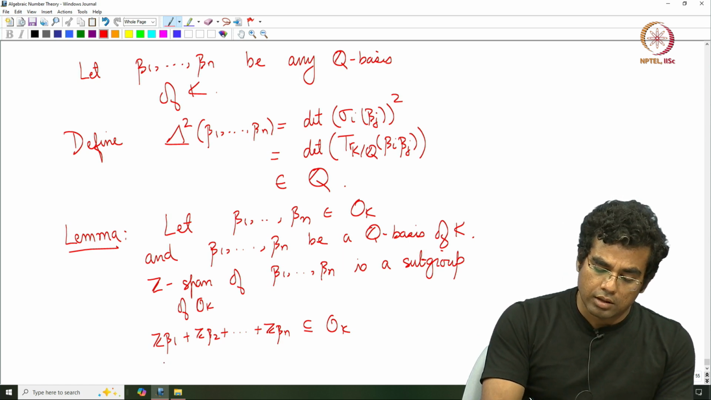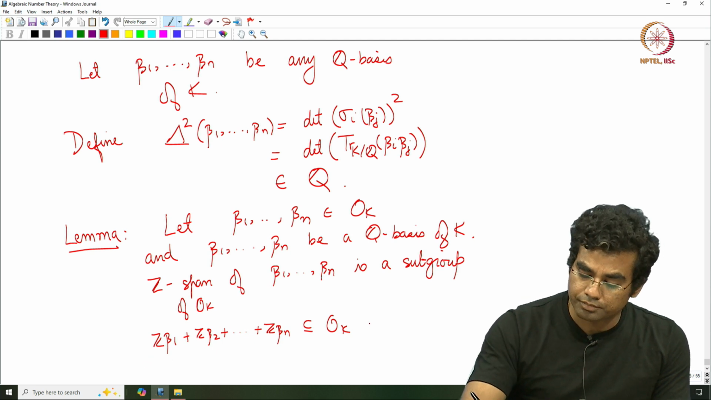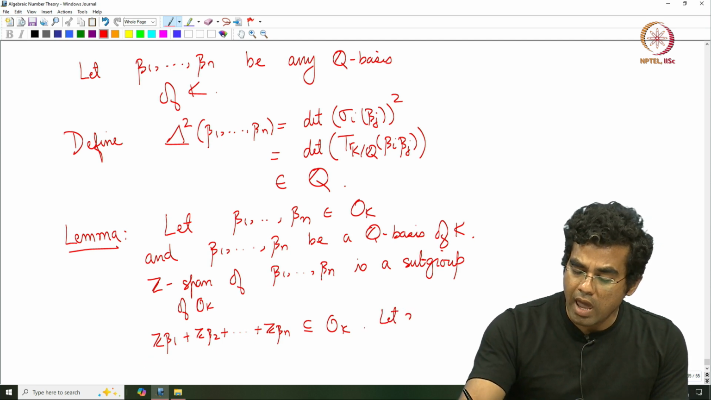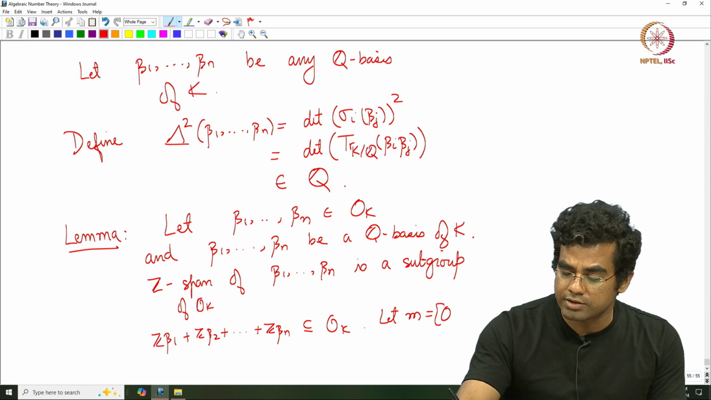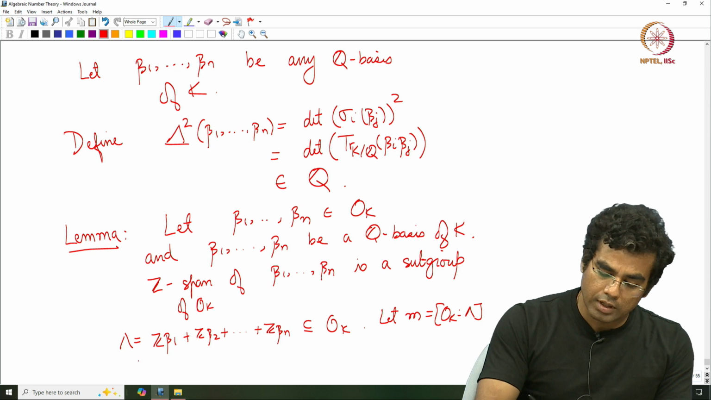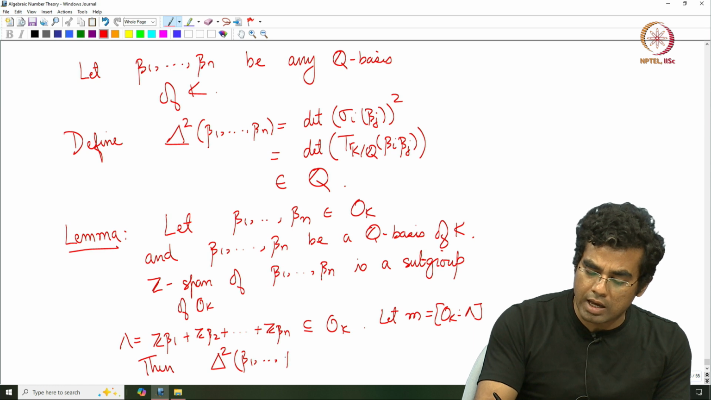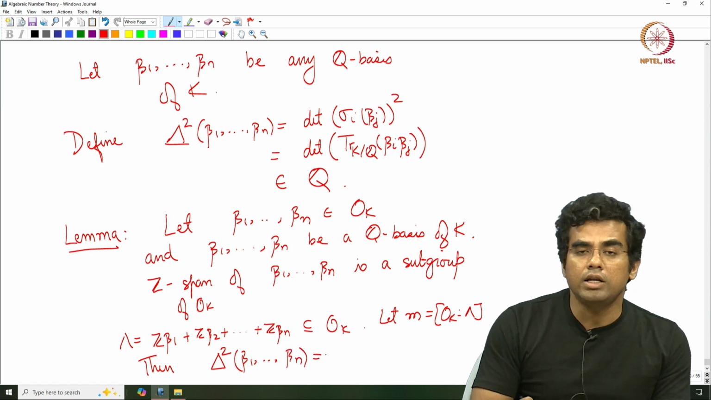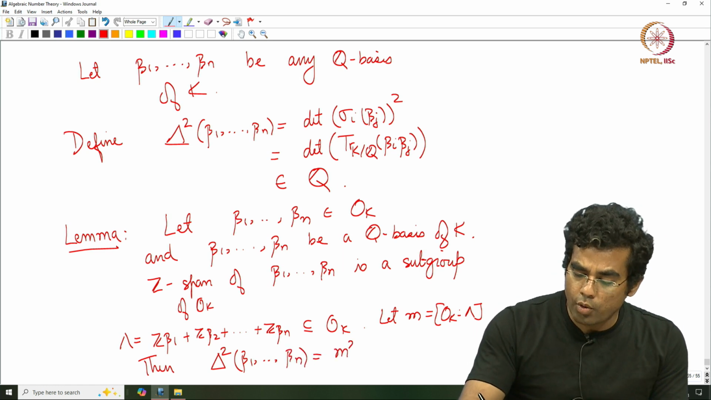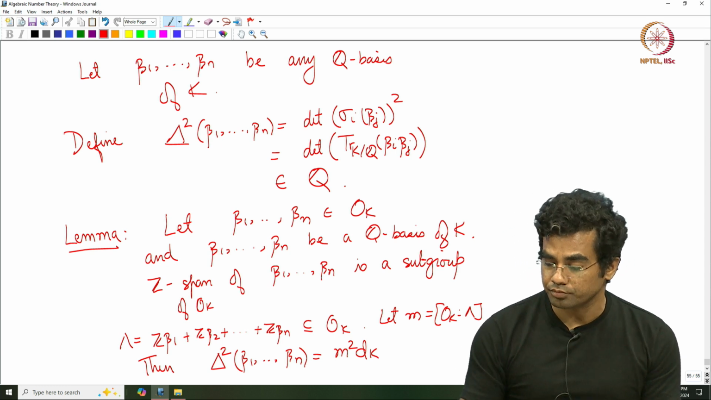And so, what does the lemma say? The lemma says, so let m be the index of this additive subgroup. So, let me call this lambda. Then lemma says that delta squared of beta 1 up to beta n, which is an integer now, is m squared times dK. Okay, so, this is a lemma.